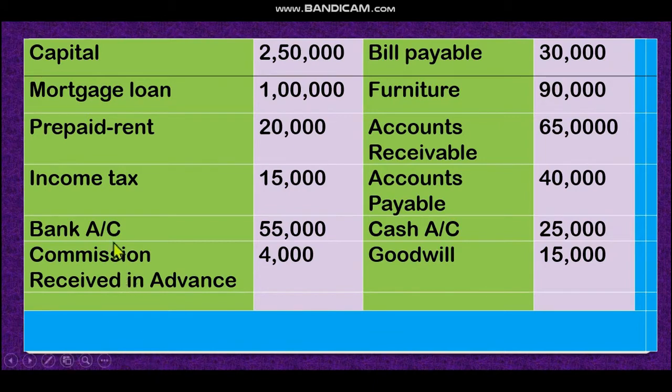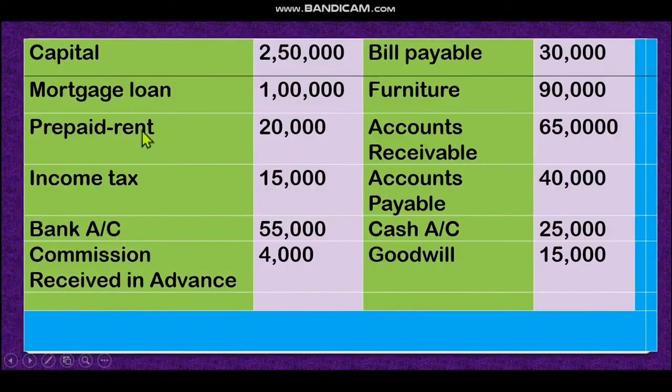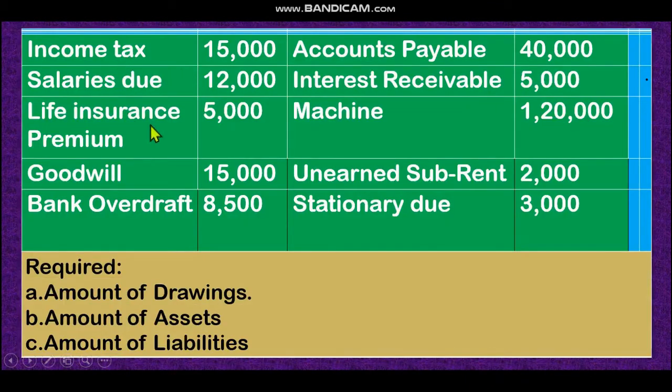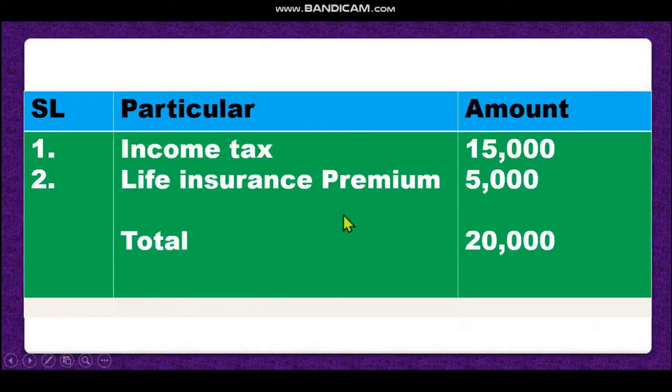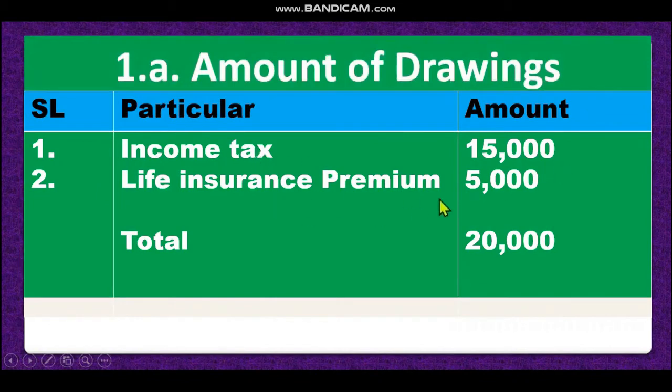Then bank account, commission received in advance, no. Furniture, accounts receivable, there are no other drawings. Let's see here. Look at income tax, this is drawings. Then life insurance premium. Look at, life insurance is for the owner, this is also a drawings. Life insurance premium also drawings. Then accounts payable, interest receivable, no, there is no other item. Look at, our drawings are income tax and life insurance premium. That means only 2 items for drawings and the total is 20,000.